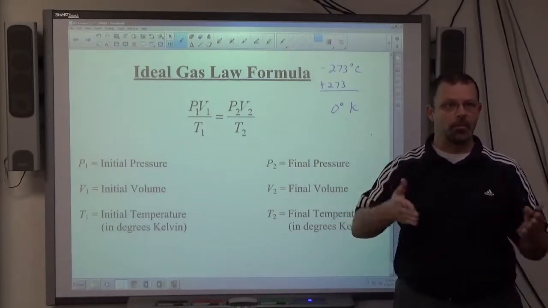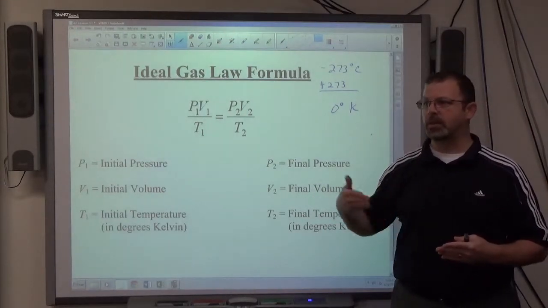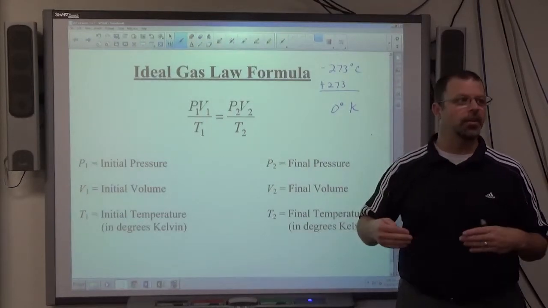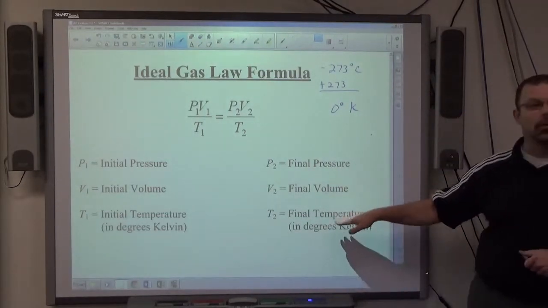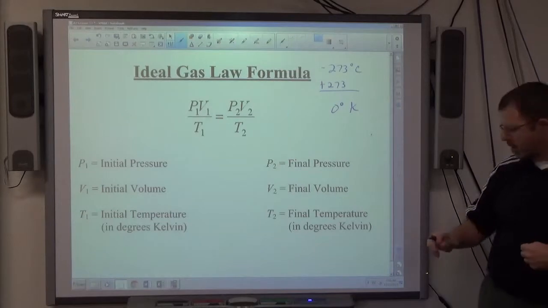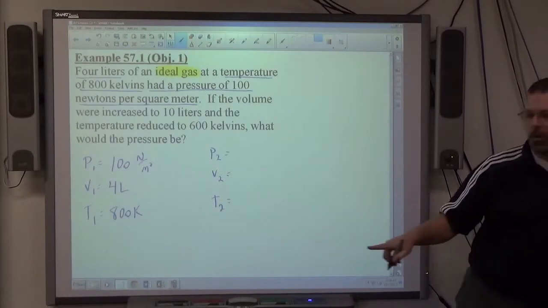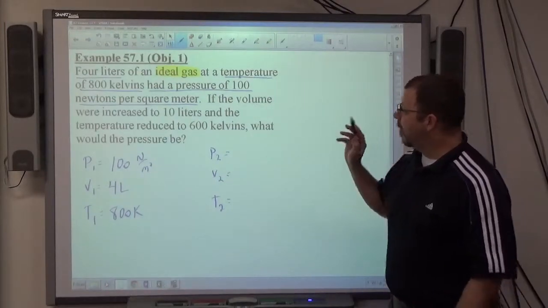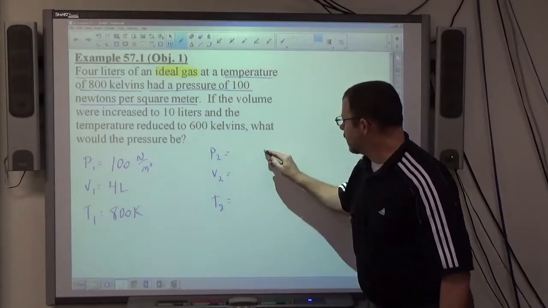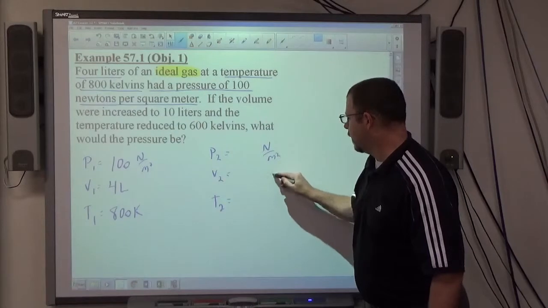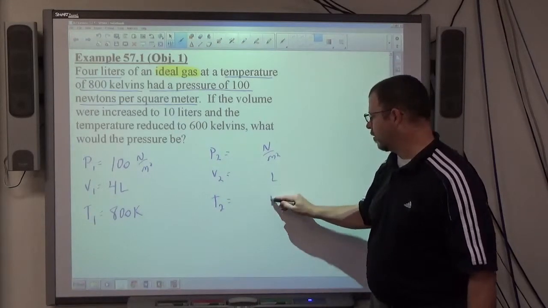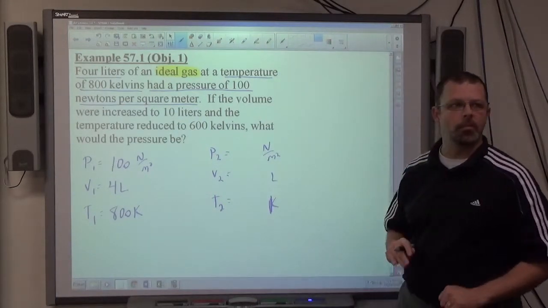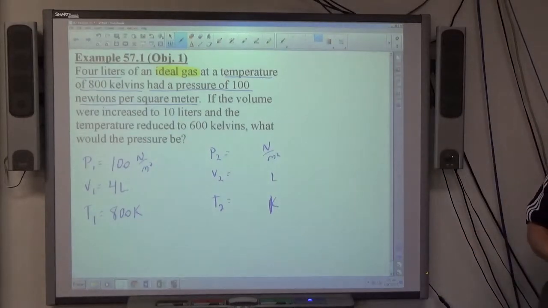And later on when we revisit these problems, they're going to throw in degrees Celsius instead of degrees Kelvin. You'll have to do some conversions because this requires kelvins to be used. But for now it's going to be kelvins, so don't worry about that. But again, whatever the units are here, newtons per meter squared, liters, Kelvin, the units are going to be exactly the same. So make sure you're establishing units when you do this.